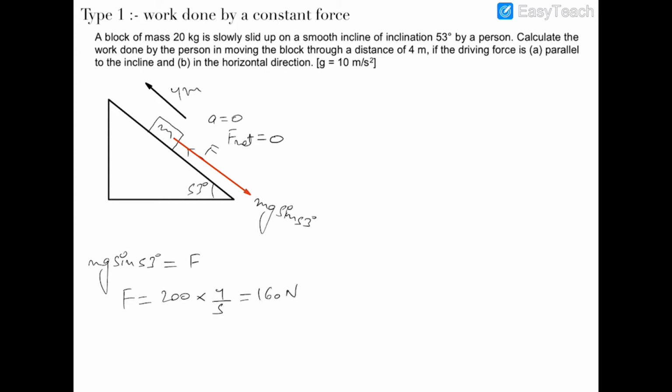Now the displacement in the direction of force is 4 meters. So the work done will be plus 640 joules, which is the product of 160 and 4. So this is the work done in the first case.